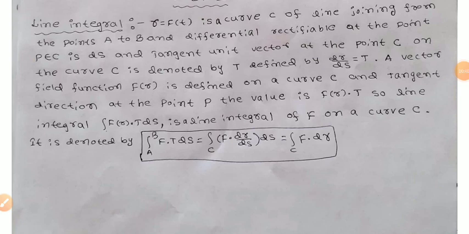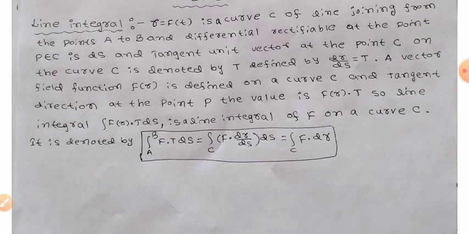Now, the definition of line integral. Let r = f(t) be a curve C joining the points A to B, and differentiable (rectifiable) at the point P belonging to C, with arc element ds. The unit tangent vector at the point P on the curve C is denoted by capital T, defined by dr/ds = T. A vector field function f(r) is defined on the curve C, and in the tangent direction at the point P the value is f(r) dot T.